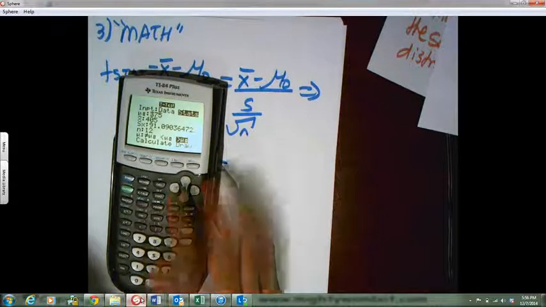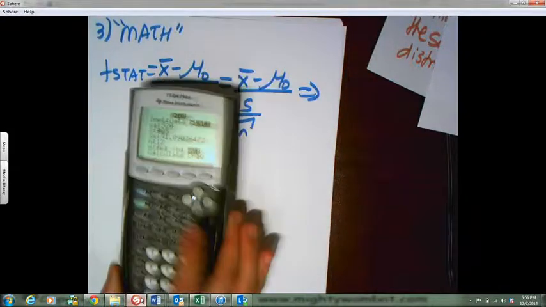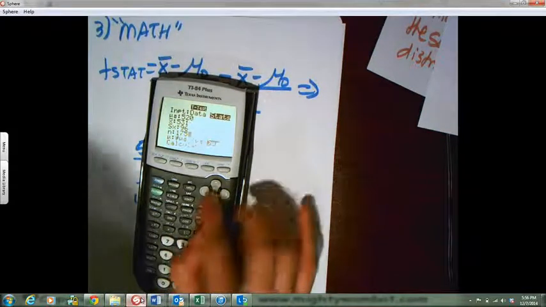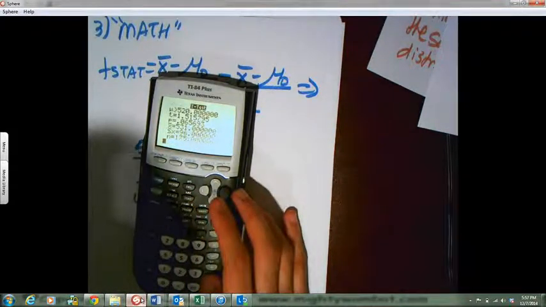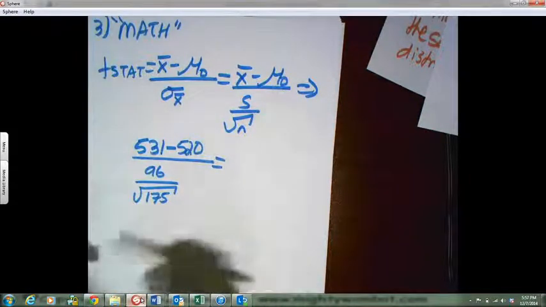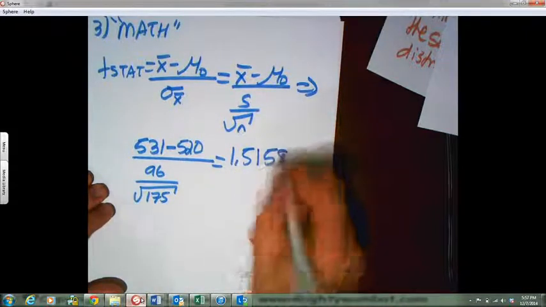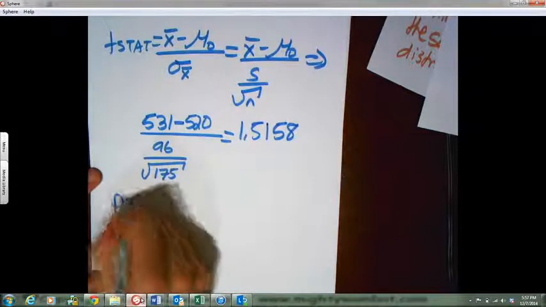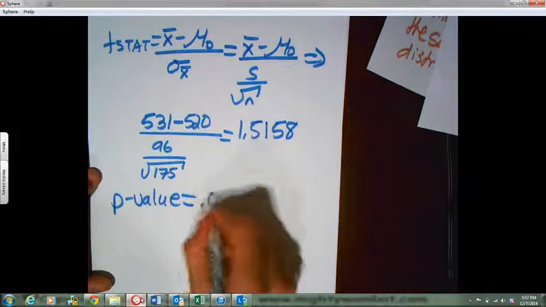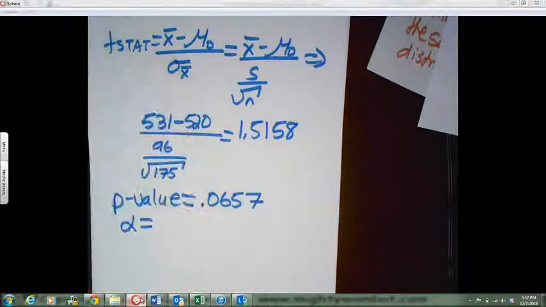The original hypothesis was 520. The new x bar is 531. The standard deviation is 96. The sample size is 175. The alternative is that we're greater. Let's calculate. The t statistic is 1.5158, call it. And the p-value, I'll just go ahead and write it down right now, equals 0.0657. And the alpha, what is the significance level? Well, it tells me in part A, 0.05.